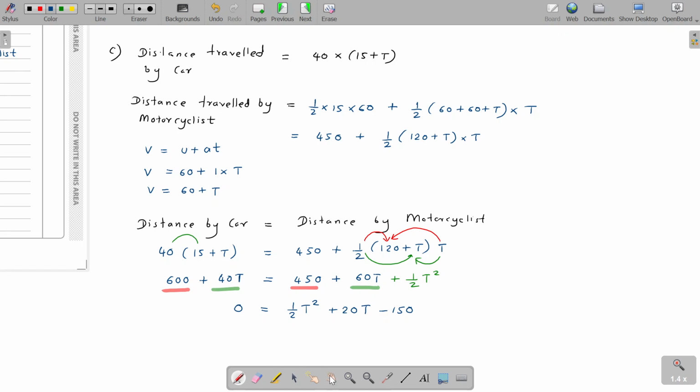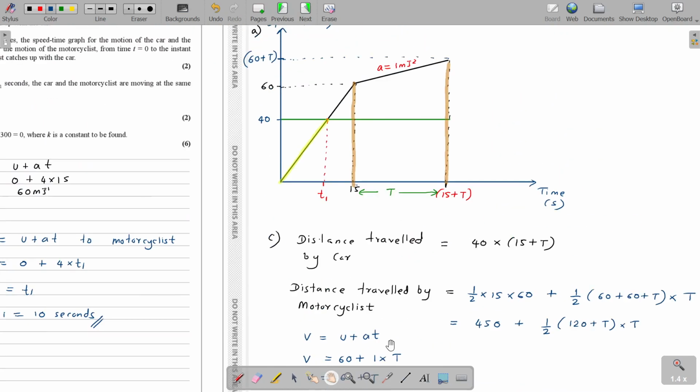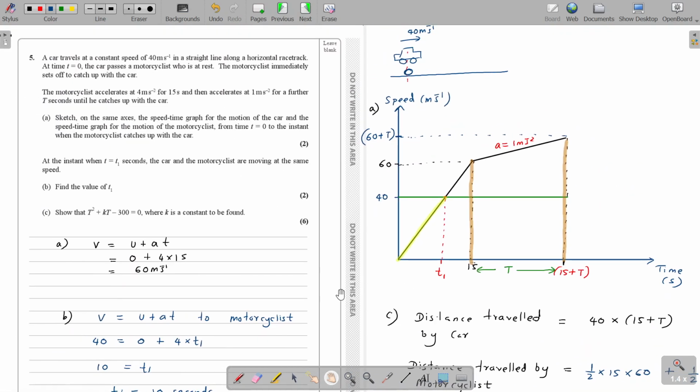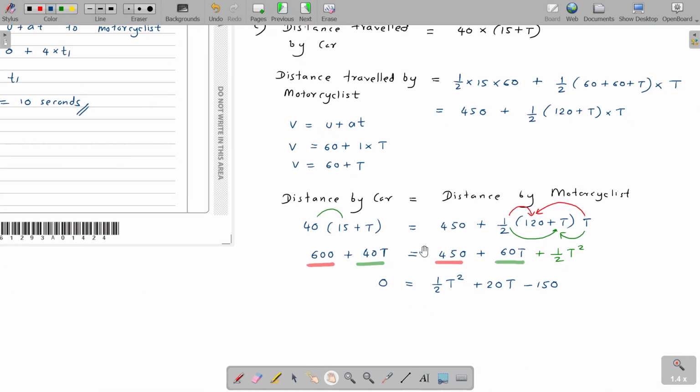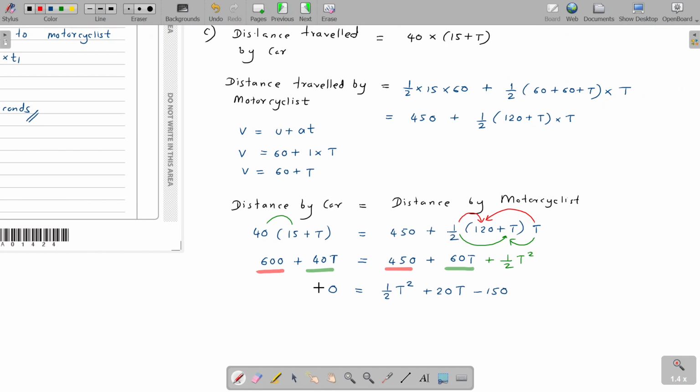So in the show that, I think they have given you an equation with just simply with t square. There's no half t square. So multiply the whole equation with 2. So 0 equals t square plus 40t minus 150 times 2 is 300. Can you see? Okay, so this is the show that.